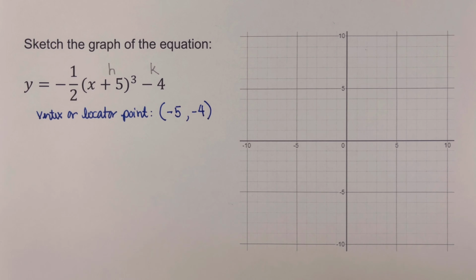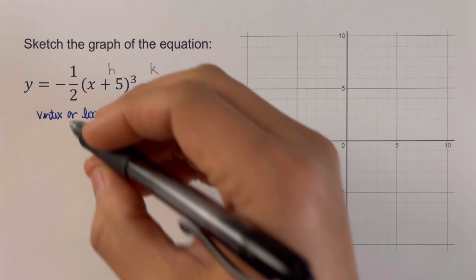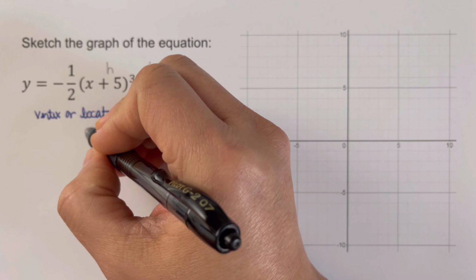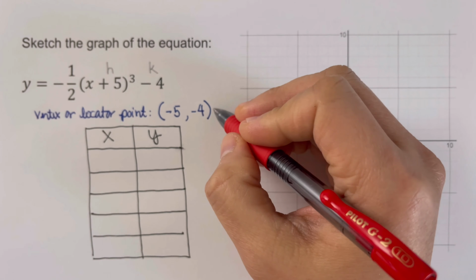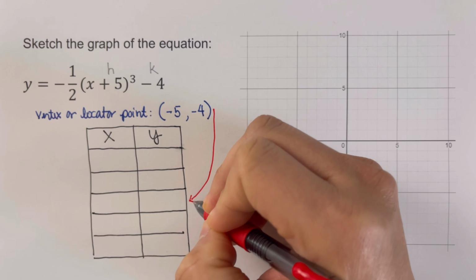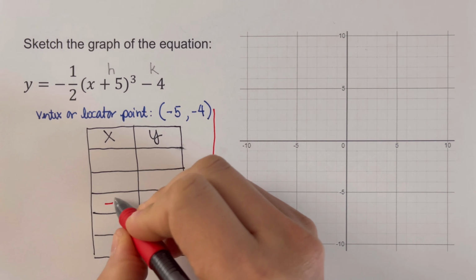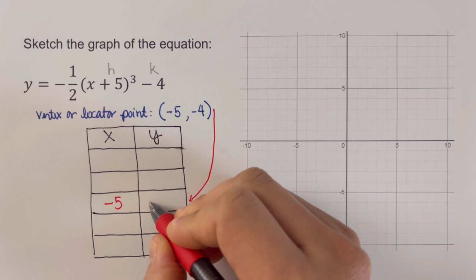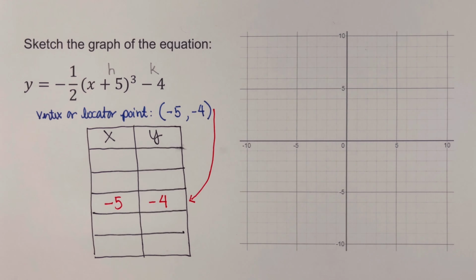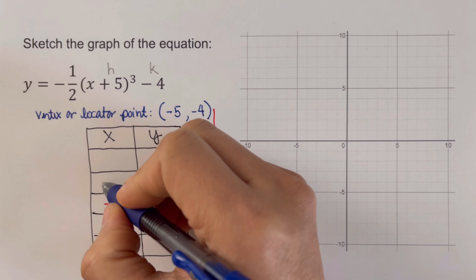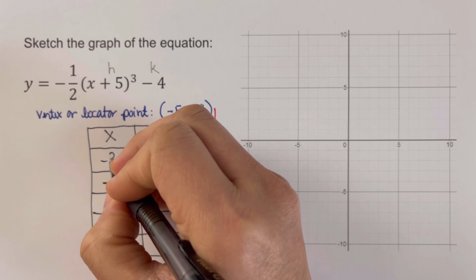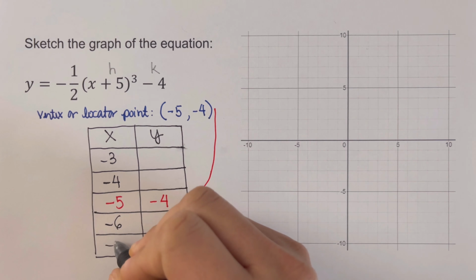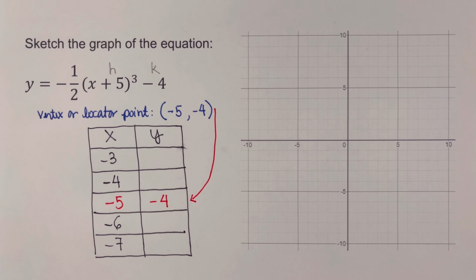The second step is to create and complete the table of values. I'm going to go ahead and create the table of values down here. We are going to put this vertex or locator point in the middle of this table here. So this would be for negative 5 and this is for negative 4. So we go up, that would be negative 4, then we go negative 3, then we go negative 6 and negative 7. Our next task is to determine the values for y given these x values here.